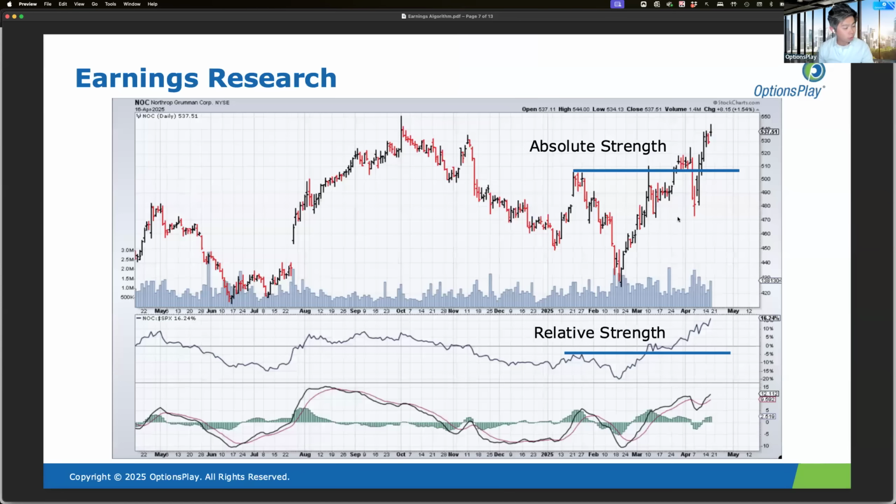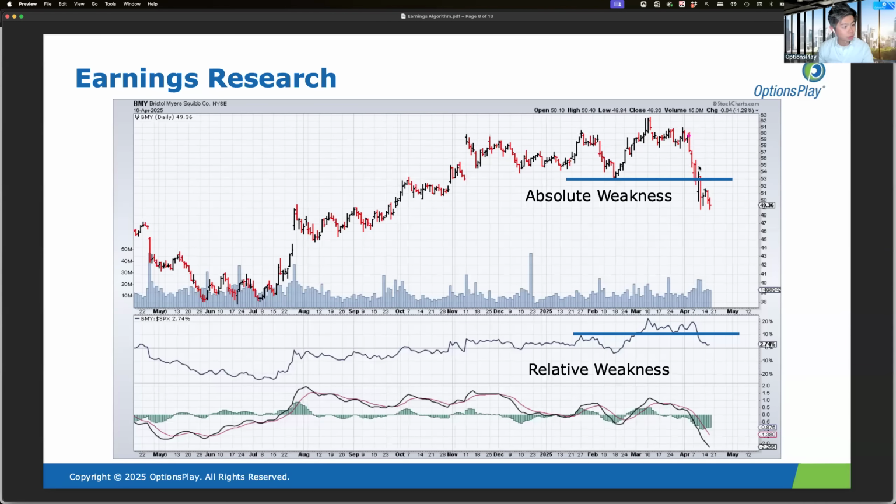So when we're looking at Northrop Grumman, what we're looking for is a stock that's trending higher here, that's breaking above resistance, but at the same time also outperforming the S&P 500. You want to see both in conjunction with each other in order to justify a bullish setup.